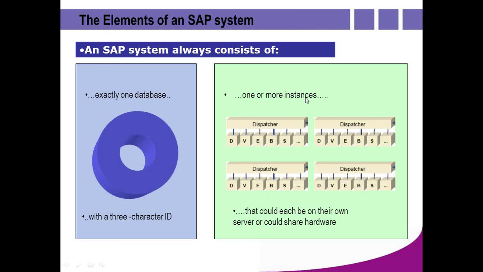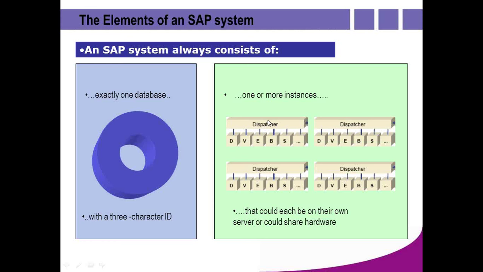Now, there is an instance. What is an instance? After two minutes I'll explain. Each and every instance contains only one dispatcher, and the dispatcher is associated with some processes. These processes are called work processes in SAP.